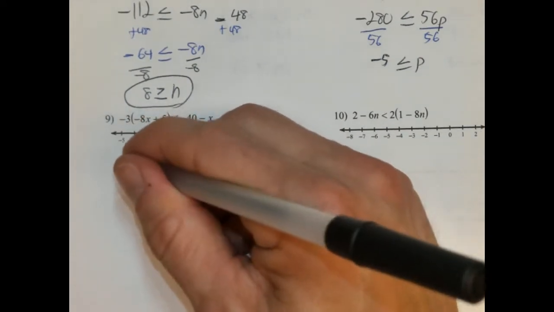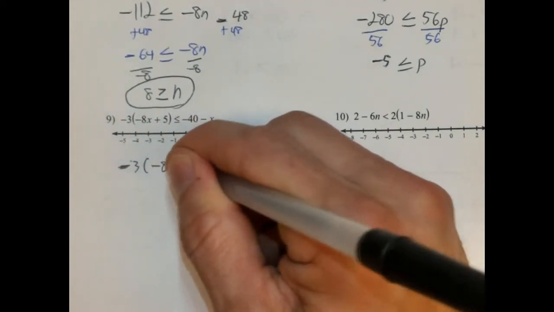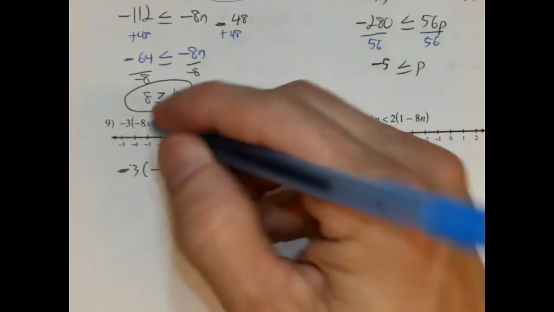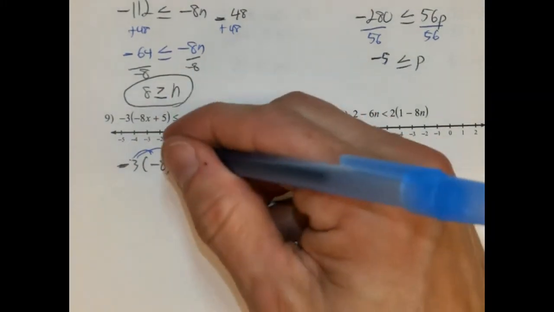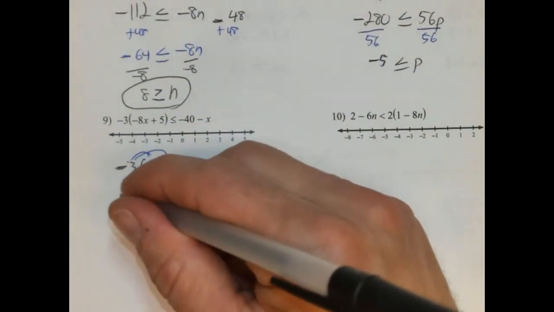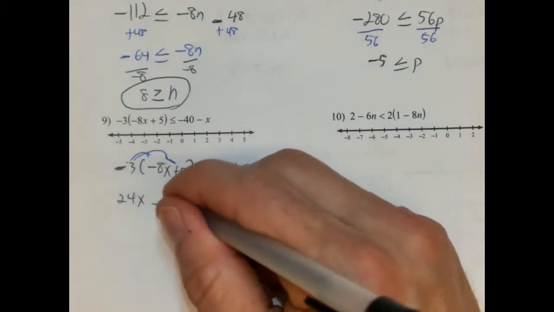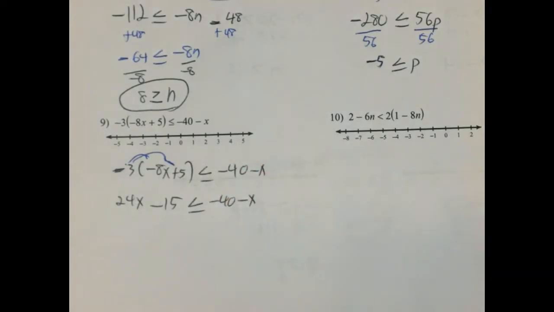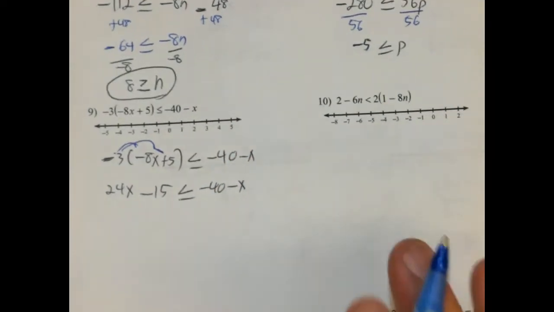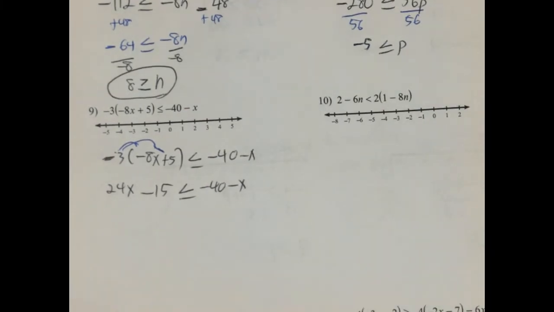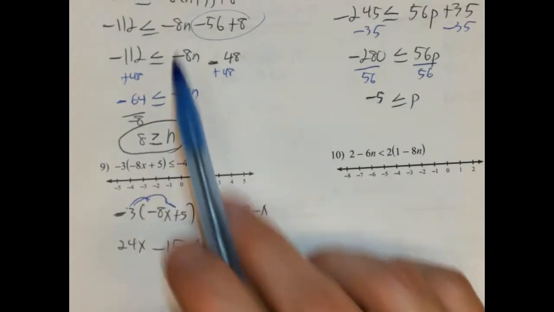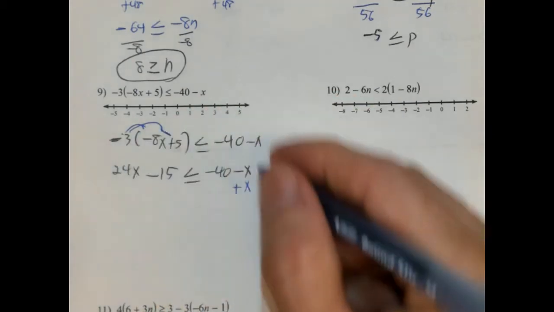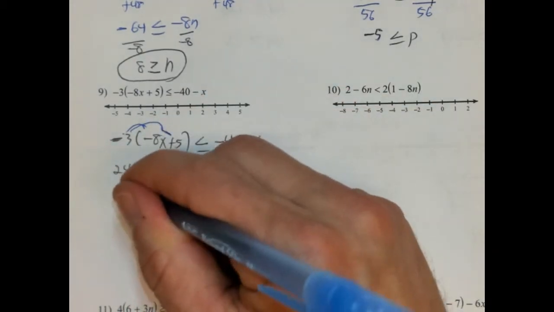Let's look at number 9. So negative 3 parentheses negative 8x plus 5 close parentheses is less than or equal to negative 40 minus x. We're going to distribute the negative 3. So 24x minus 15 is less than or equal to negative 40 minus x. So this is where I recommend moving the variable that has a smaller coefficient. And the reason is you avoid having to divide both sides by a negative, which means you avoid having to remember the rule I talked about for number 7. So it's an easier way to minimize the risk of making a mistake. So I'm going to add x because that's small. Negative 1x is smaller than 24x, so we're going to add x to both sides.